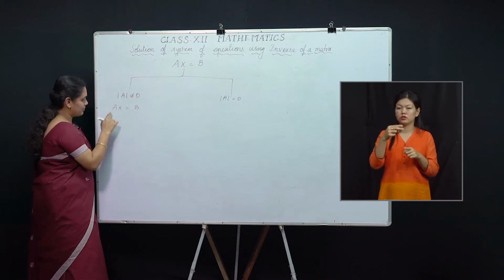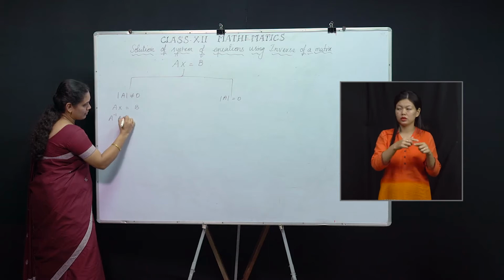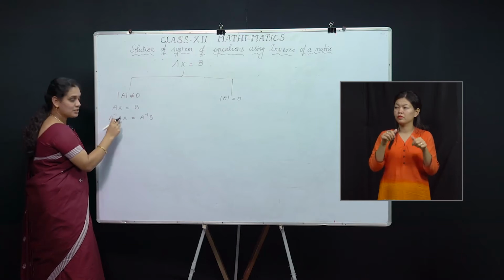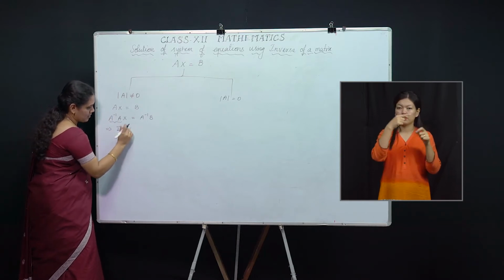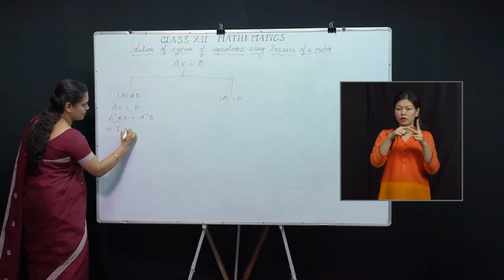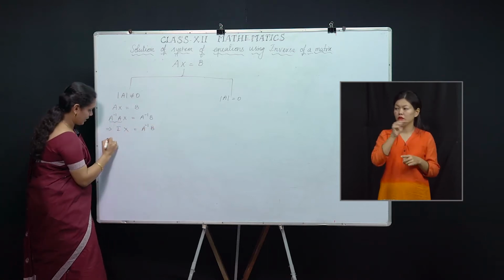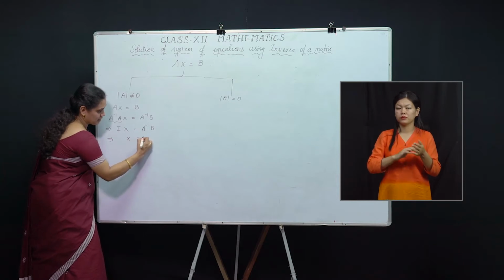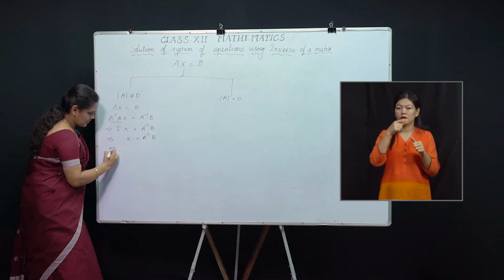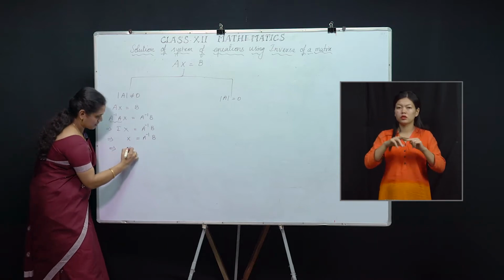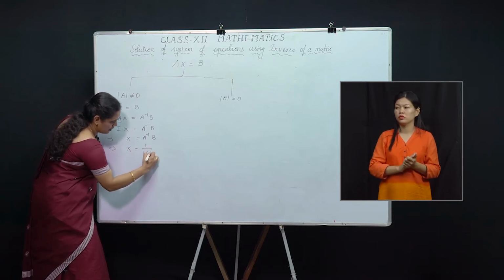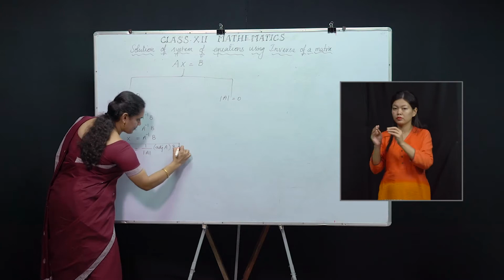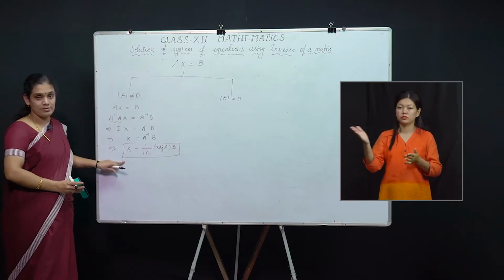If you pre-multiply by A inverse, what do we have? A inverse AX equal to A inverse B. Then this A inverse into A will give us identity matrix. I into X equal to A inverse into B, right. Then identity matrix with any matrix will give us the same matrix, X equal to A inverse into B. In the last session, we learned the formula how to find the inverse of a matrix. Therefore, X equal to 1 by determinant of A into adjoint A into B. Using this formula, we can get the solution of the system of linear equations.